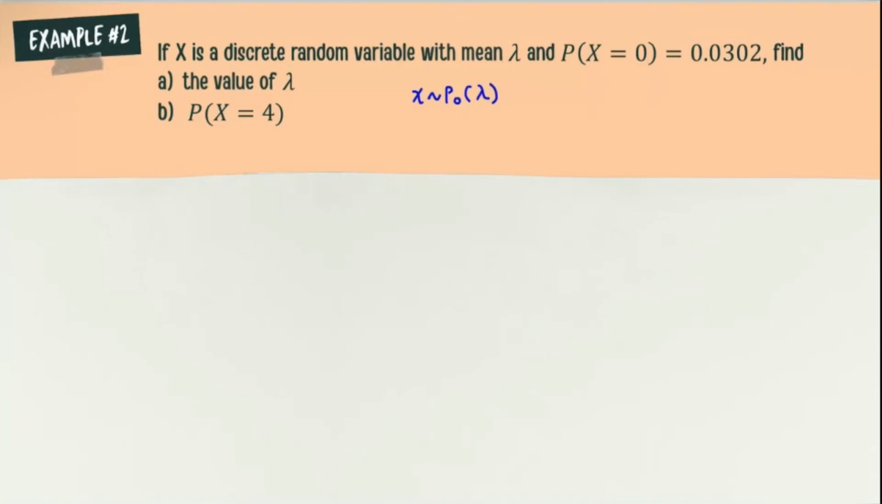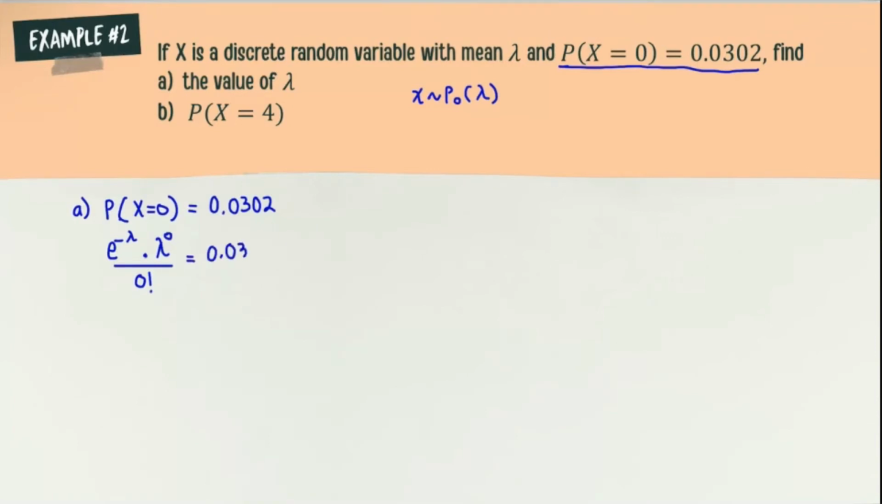Okay, so now macam mana nak dapatkan the value of the lambda? So, kita gunakan information yang diberi di sini. Untuk soalan A, P of x equals to 0 is equals to 0.0302. So, gunakan formula tadi. E kepada negatif lambda darab dengan lambda kuasa kosong bahagi 0 factorial akan sama dengan 0.0302. Okay, nampak macam susah kan? Tapi kita dah tahu any number, any constant yang kuasa kosong akan sentiasa jadi 1. Dan 0 factorial is also equals to 1. So ini pun 1. So maksudnya kita boleh simplify kepada e to the power of negative lambda equals to 0.0302.